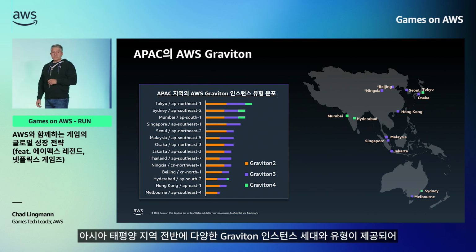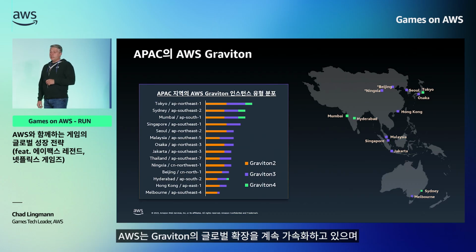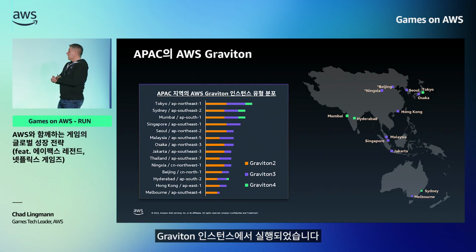Diversity across APAC is strong, which allows you to access the various Graviton instance types and generations you need to meet your workload price performance targets. And we're excited to continue the rapid global expansion of Graviton. In fact, over the past 2 years, over 50% of all compute landed in EC2 has been on Graviton instances.